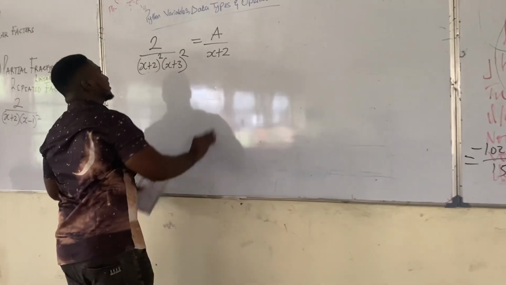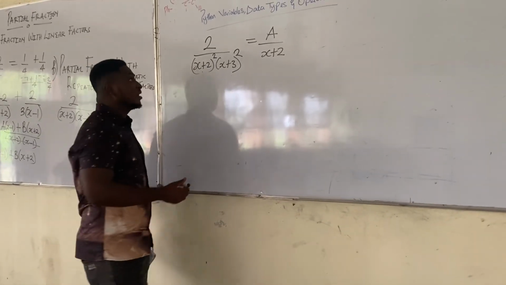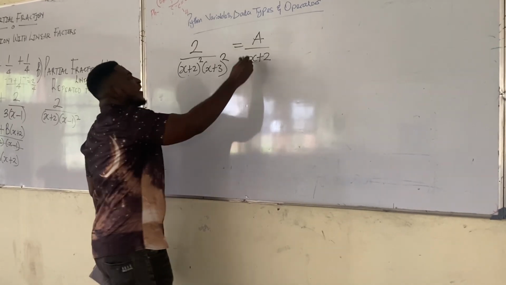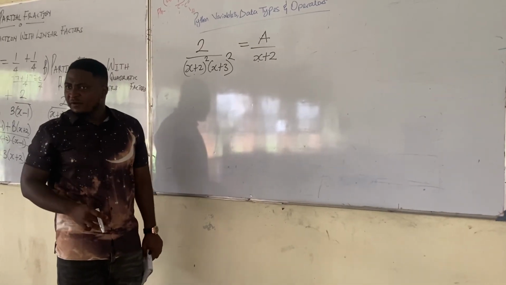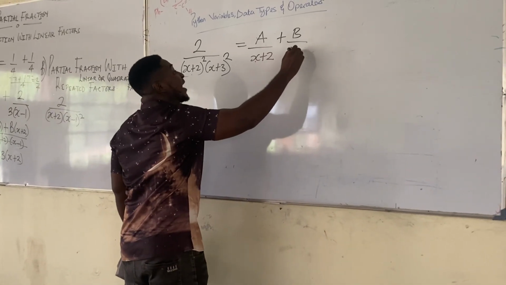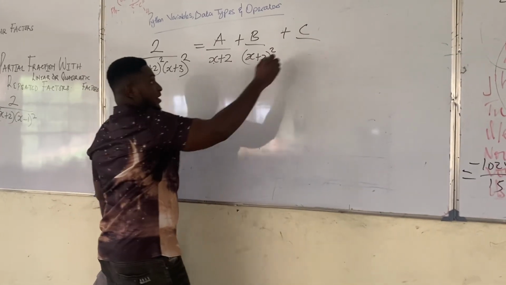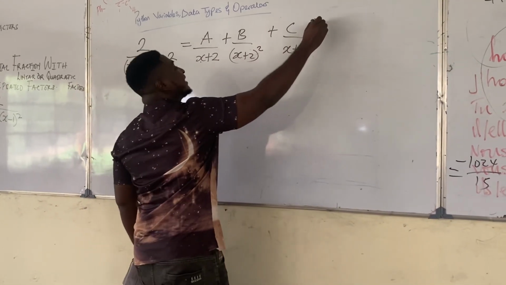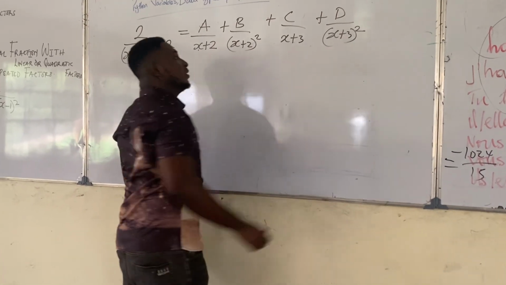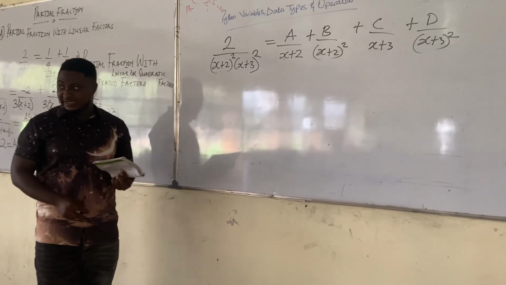Now, how do we undo this? 2 all over x plus 2 squared and x plus 3 squared. Class, if the two factors are squared, what do you do? Please look up. You're going to say A all over x plus 2, plus B all over x plus 2 squared, plus C all over x plus 3, plus D all over x plus 3 squared. As long as this is set up, you get the answers for A, B, C, D.